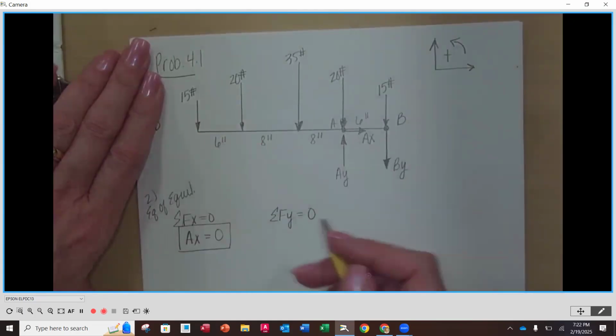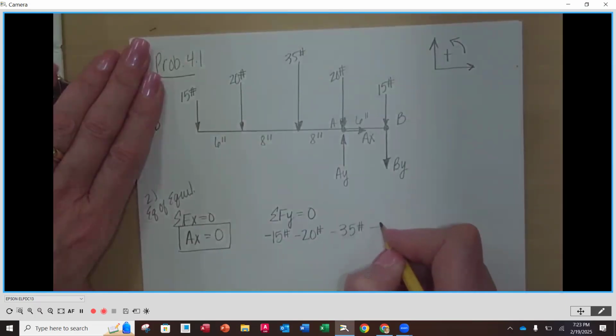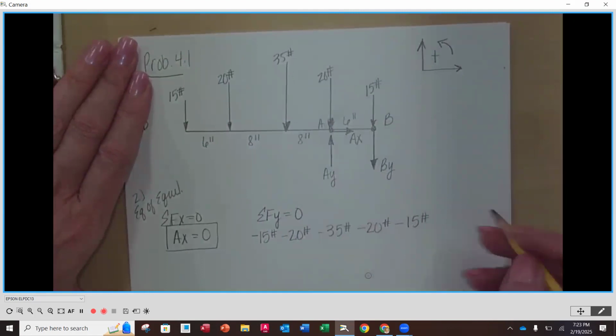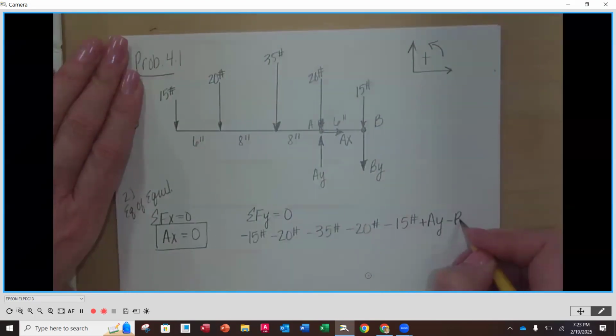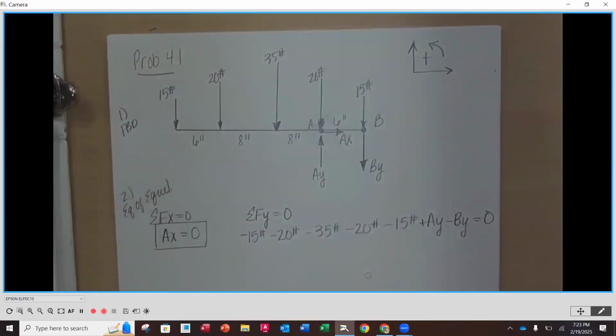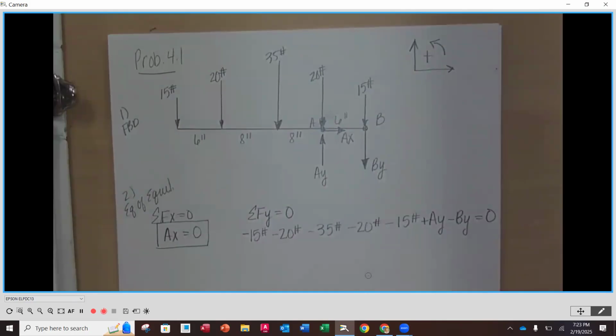As we look here, we're going to go left to right. I'm going to go with the applied loads: negative 20 pounds, negative 15 pounds. I've got a positive Ay, a negative By. There's a lot, is equal to 0. Those are all of them, so make sure you get them all in there.